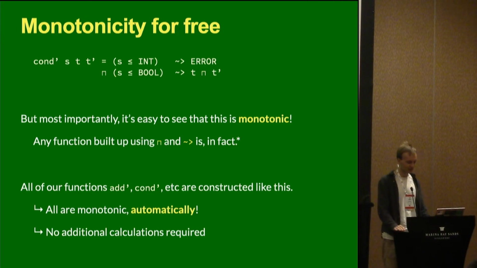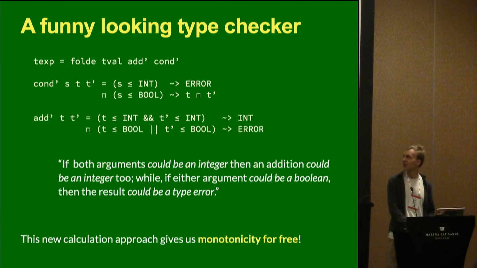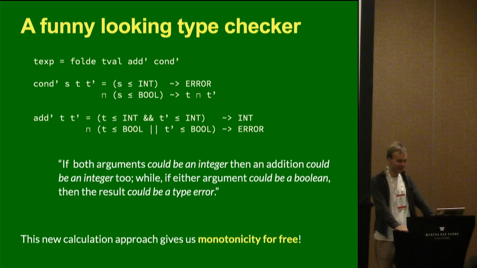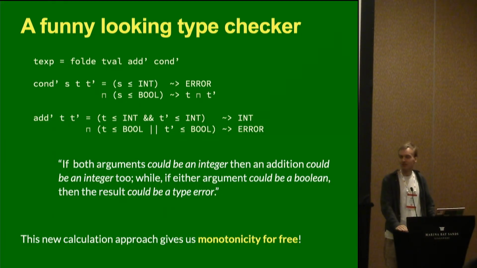But yeah, the great thing is that all of our functions, all of our type checking folding operators, add prime, con prime, anything else we might add in the future, are constructed exactly in this way. Therefore, they're all monotonic automatically without having to do any additional calculations or proofs. So what we're left with is a little bit of a strange looking type checker. I've certainly not seen one written quite like this before. But once you get used to this sort of syntax, actually it's quite natural to read, I think.